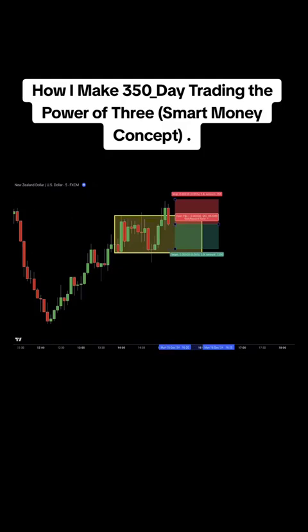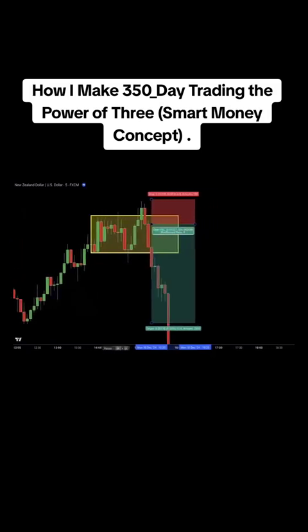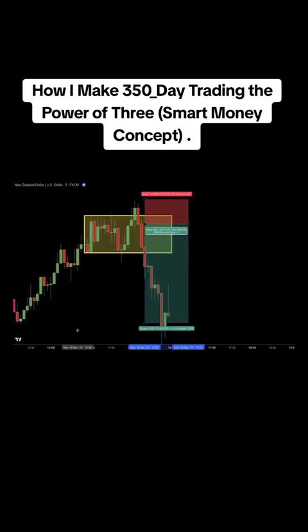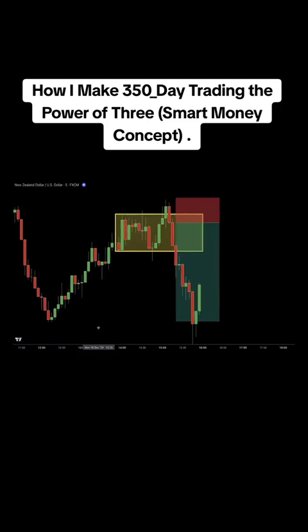Enter at the close of the candle that closes back inside the range. Set your stop loss just above the candle that made the breakout. Aim for the next support level as your target. Now, look at what happens next. The market moves down sharply. This downward move is the markdown phase, the final phase of the bearish power of 3.